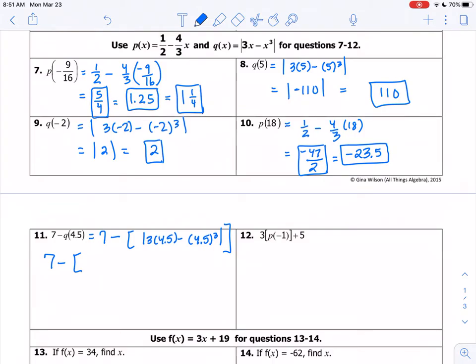I guess I don't really need that particular bracket right there, because that absolute value basically does the same thing as a bracket. So this would be the absolute value of 77.625, which is 7 minus 77.625, because the absolute value is always positive. So I get a negative 70.625.